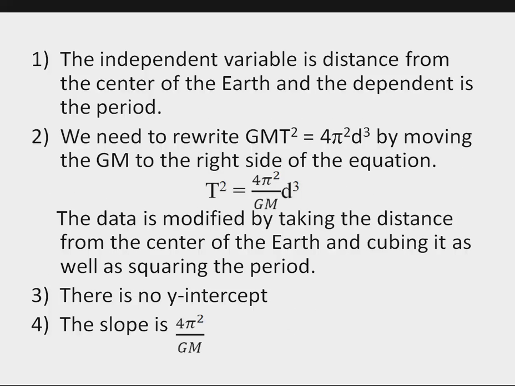The independent variable the astronomers chose was the distance from the center of the Earth, and that meant that the time it took for the satellite to orbit was dependent upon that, so the period, or the time it takes to orbit once, is a dependent variable. We have the equation GMT squared equals 4 pi squared d cubed. We're going to move the GM to the right side of the equation by dividing both sides by GM. And we produce the equation you see there. T squared equals 4 pi squared divided by GM, all of which is multiplied by d cubed.